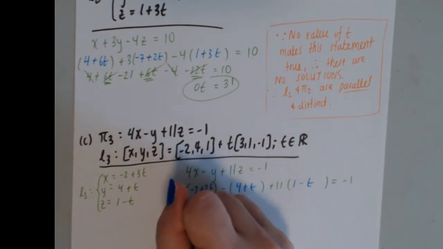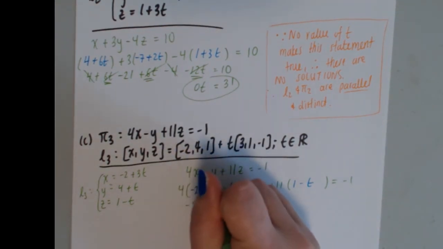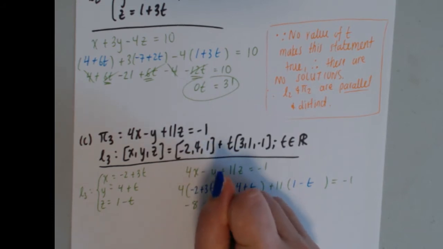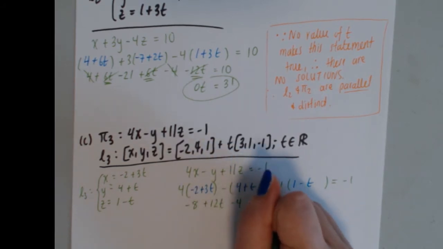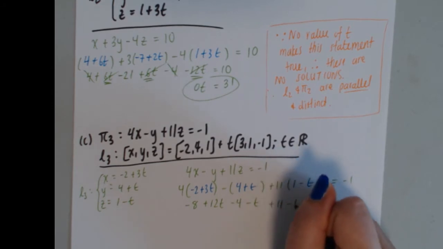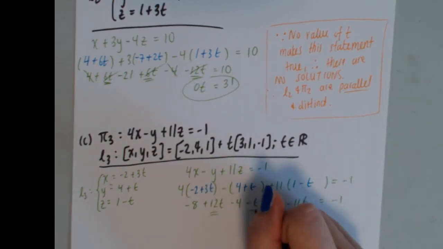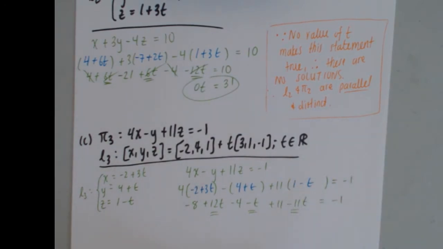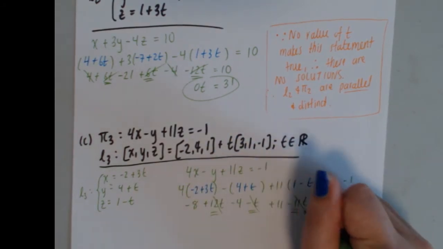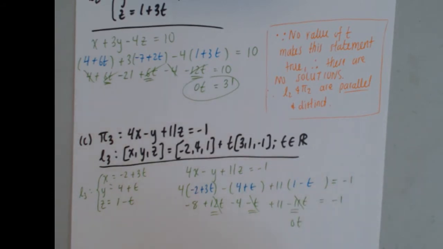Expanding, 4 times -2, that's -8. 4 times 3 is 12, so that's plus 12t. -4 minus t plus 11 minus 11t equals -1. All right, collect your like terms. So right off the bat, I see 12t minus 1t, that's 11t. 11t minus 11t is 0t. So it's starting to look like it's turning out like the previous one, but let's keep going.